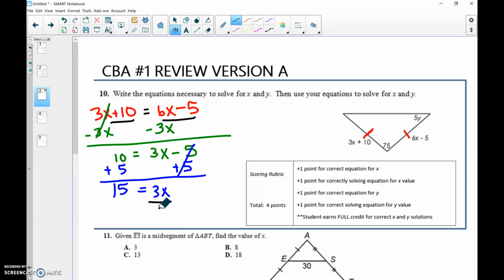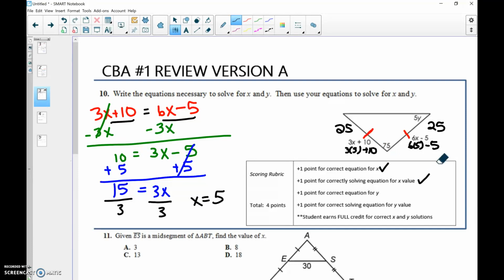Easy last step, divide by 3. So x is really 5. And if I plug it in on both sides, I should end up with the same amount. So if I plug in 5 here, 3 times 5 is 15. 15 plus 10 means that this side is 25. Okay, should get the same thing over here. 6 times 5 is 30. 30 minus 5 is 25, so we're good. These sides are both 25 units long. So x is now done.